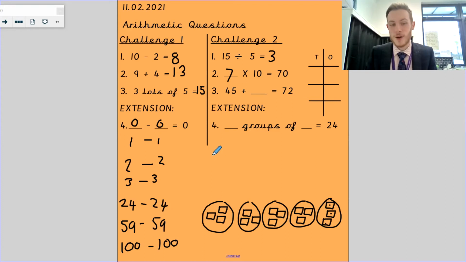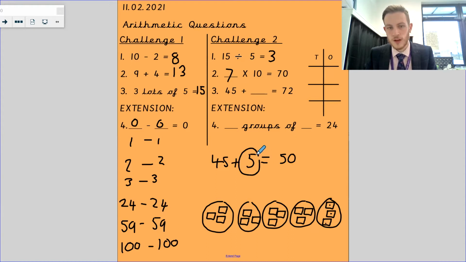So let's figure it out by doing 45, and then we're going to add on something to get to our next 10. Well, I'm going to add on 5. That's going to get us to 50. Okay, so I've added 5, so I'm going to circle 5. I'm then going to go from 50, and I'm going to add something, and I need to get to 72. So I could add 10, that'd bring me to 60. But I could add another 10, and that'd bring me to 70.